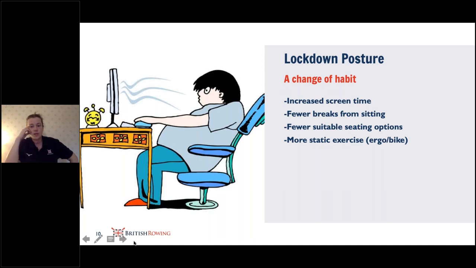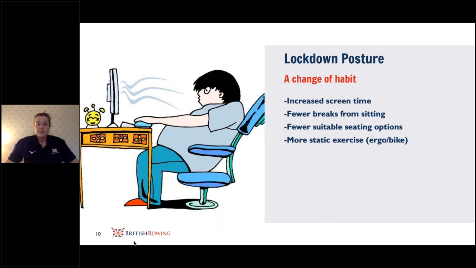So there's a huge increase in screen time. I don't know if any of you get reminders on your phone every week to say this is what your screen time is this week. I was quite shocked last week at what mine had increased to, partly because I'd been doing some work on my phone and a couple of media bits on my phone. A massive increase in screen time, and fewer breaks from sitting. Certainly the pupils and juniors who are learning from home are on their screen and they're not going to be moving from their desk.